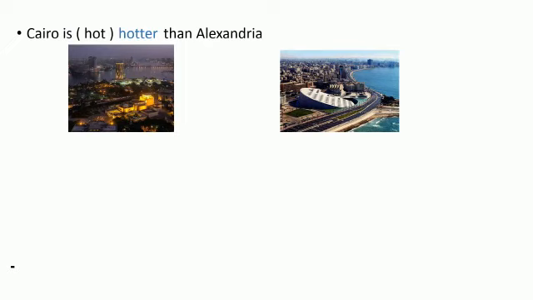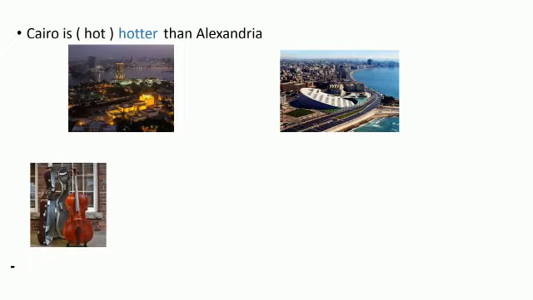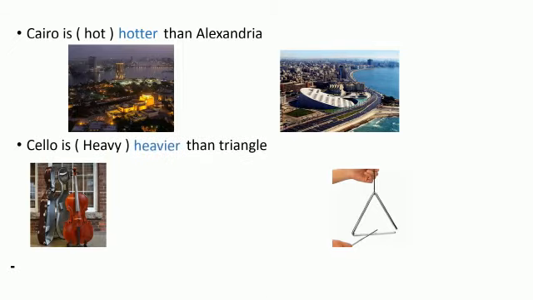Another example. Cello is heavy, triangle. But here we have y at the end of the adjective and before it a consonant. So we must cross y and put i. Then er, then than. So it will be cello is heavier than triangle.